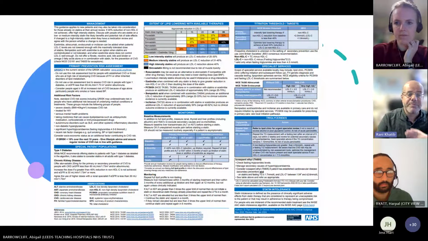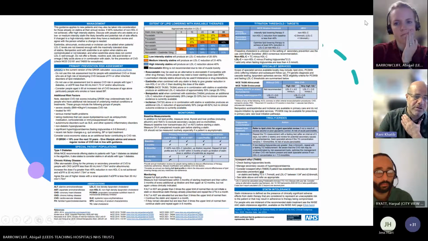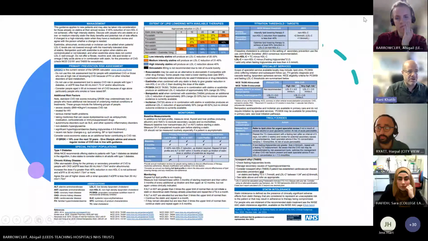And then it talks about the use of injectables. When do you refer somebody to have PCSK9 monoclonals? When do you use other therapies when you want to manage triglycerides? It gives you an idea of when you need to refer and when not, after you've excluded other things. And it talks about statin tolerance.